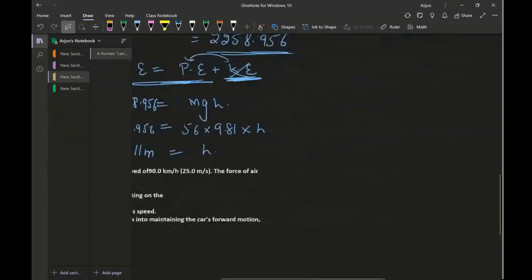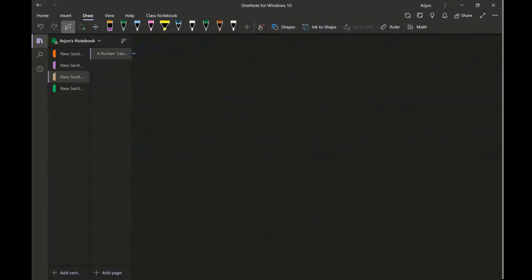Now I'm going to talk about another topic, that is the concept of power. So power, what is power? Power is the energy per unit time. That's what power is.